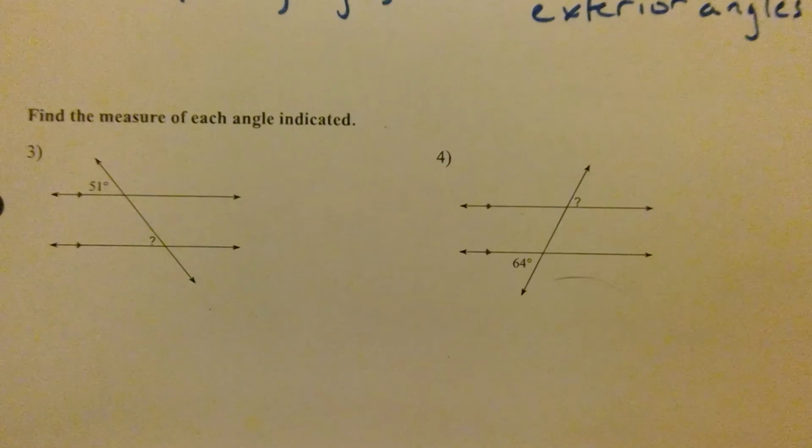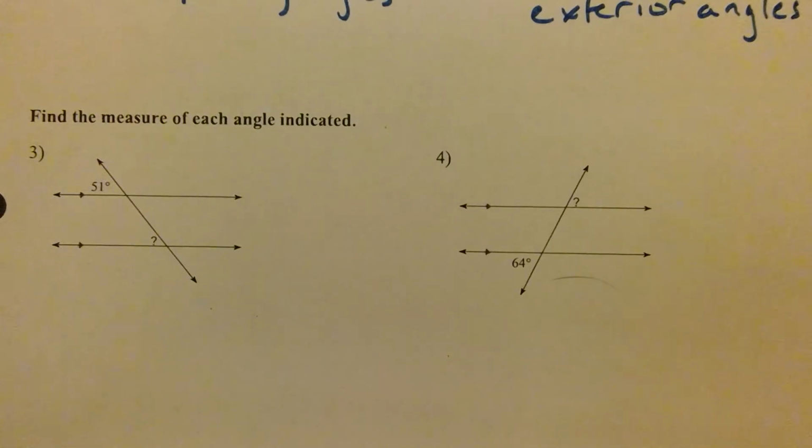All right, now we're going to move on to looking at the measures of angles. So this portion of the pretest is to think about what angles are congruent and what angles are supplementary. Okay, so if you recall, supplementary means that our two angles will add up to 180 degrees. And congruent means our angles are the same size.